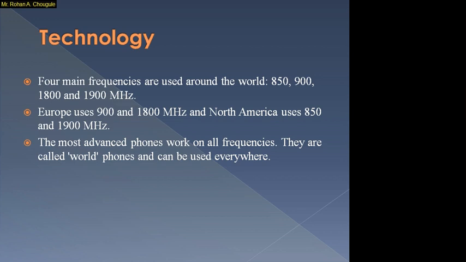As I said, GSM technology works on all four main frequencies, right? There are some phones available in the world which operate on all these four frequencies. As I said, in European countries phones operate on 900 and 1800 megahertz, and in North America phones operate on 850 and 1900 megahertz. But some phones operate on all four frequencies, and these phones are called world phones and can be used everywhere. So this is about the technology used in mobile phones.